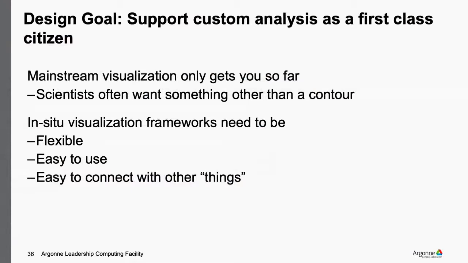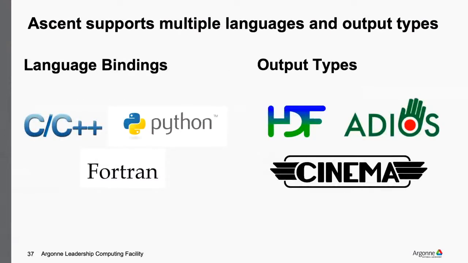So these are their design guidelines, right? They want to be flexible, easy to use, and easy to connect with other things. These things are either visualization algorithms or analysis algorithms. There are many of these algorithms in the pipeline, like topology related and things like that. In this case, they support language bindings for C and C++, Python, and Fortran. And for output types, they support the well-known libraries like HDF, Adios, and Cinema.